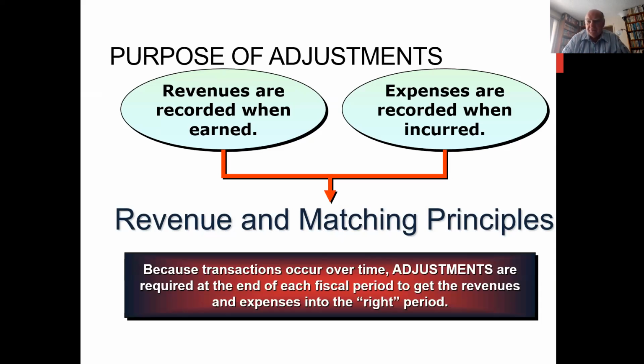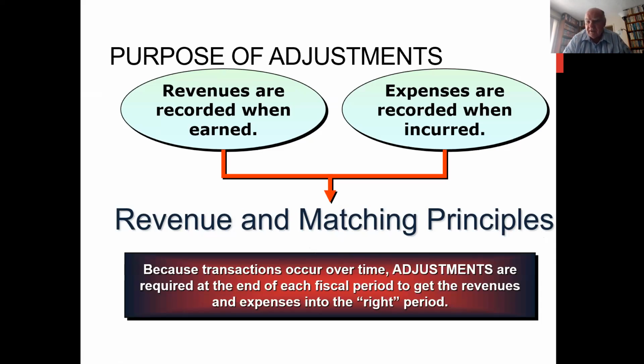Okay, the accounting cycle. Purpose of adjustments: it's all about accrual accounting. Revenues are recorded when they're earned, and expenses are recorded when they are incurred or experienced, or we got the benefit of them. Adjustments are required at the end of each month to get the revenues and expenses into the right period, or the right month.